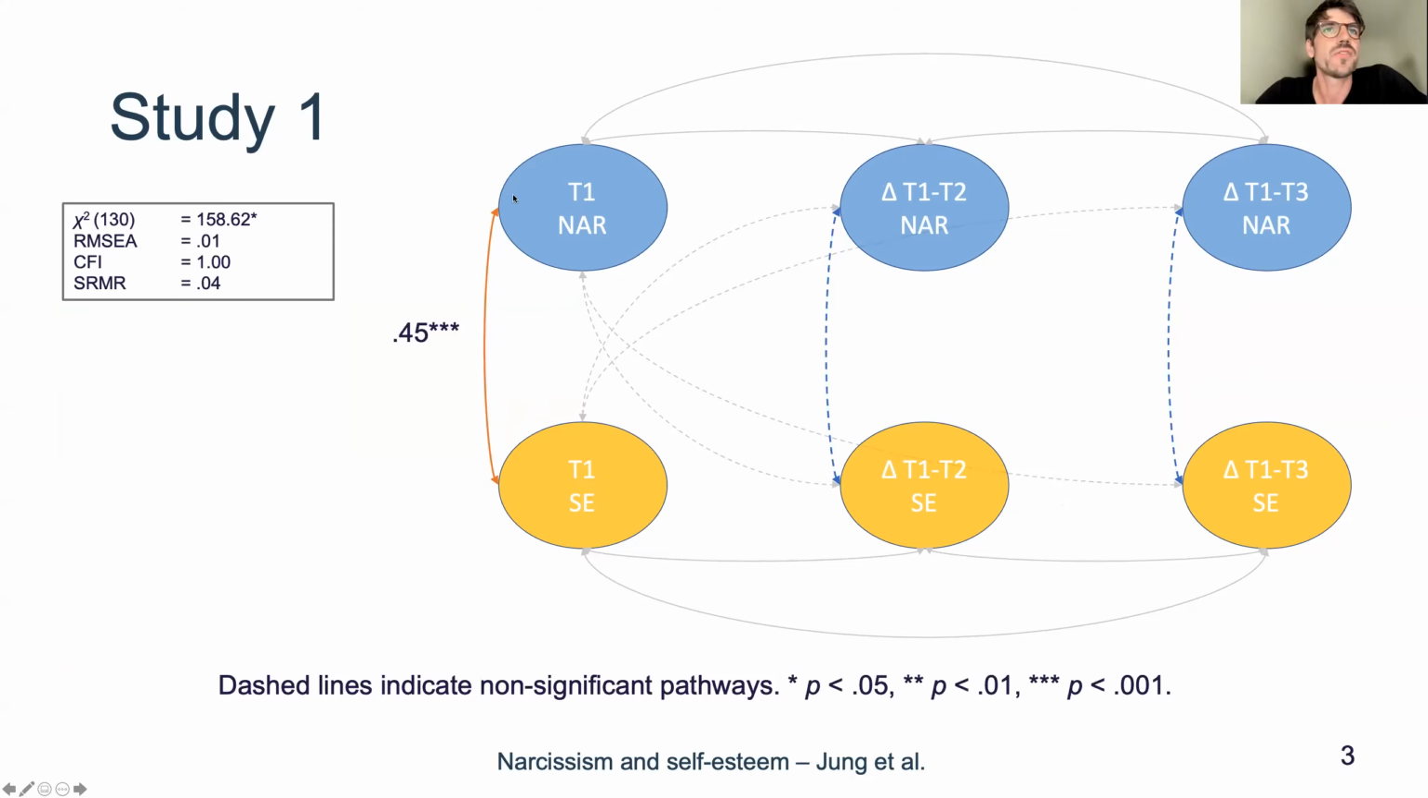Results. As depicted, there was a significant cross-sectional correlation between narcissism and self-esteem. However, all cross-domain correlations, including latent change scores, were non-significant, suggesting that at least in our sample, global narcissism and self-esteem developed mainly independently.